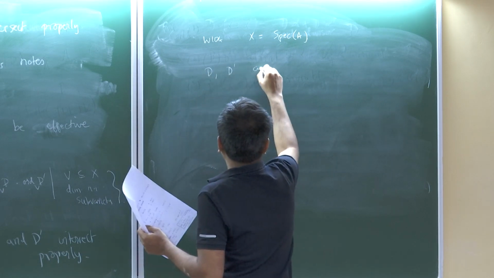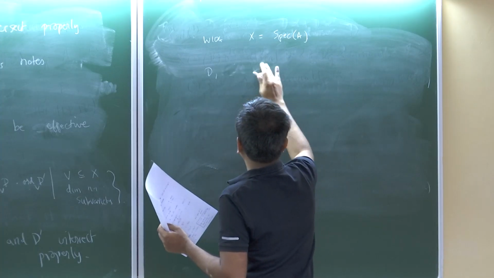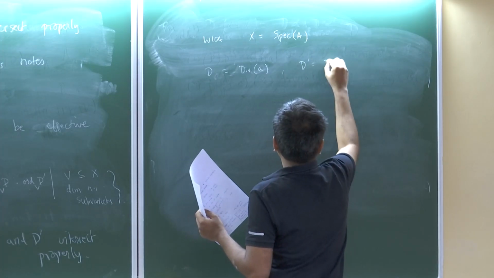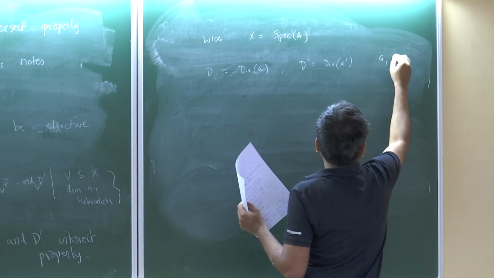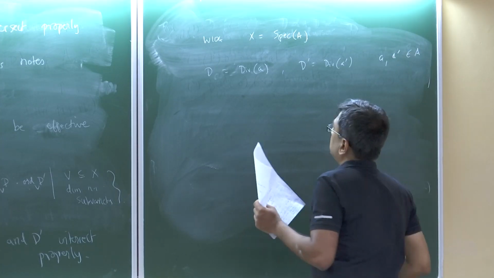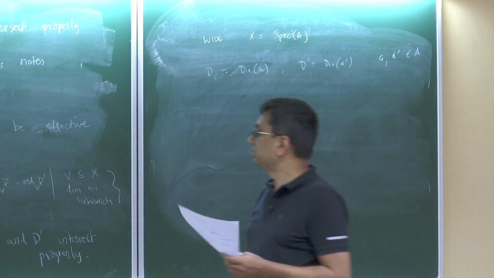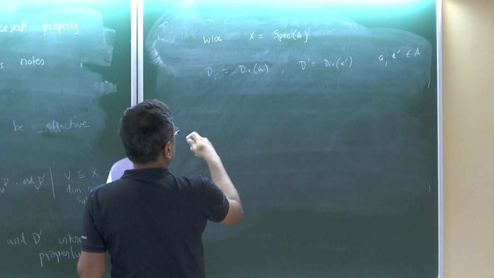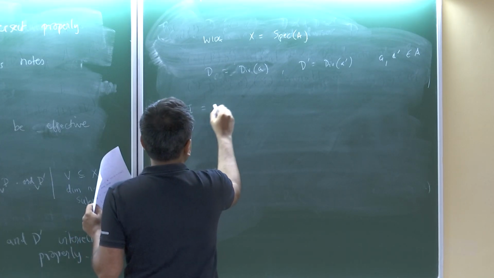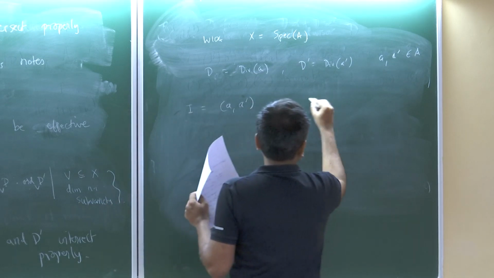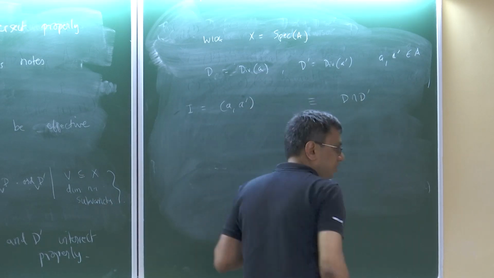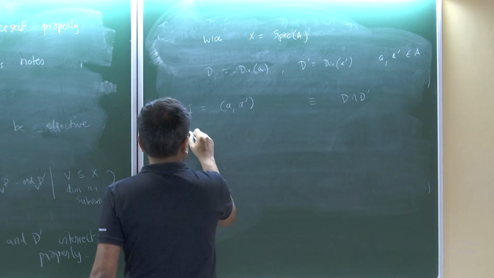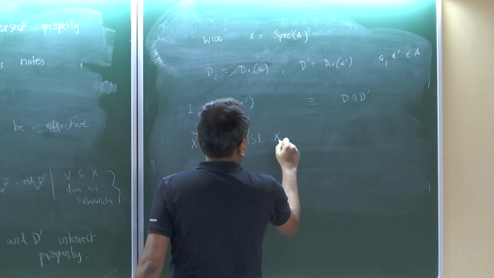D is a divisor of A and D prime is a divisor of A prime, where A and A prime are actually in my ring. That is what effective means. So this is the situation, and now I'm going to take this ideal I which is generated by A and A prime. This corresponds to D intersection D prime, so this is the ideal of the intersection of D and D prime. I'm going to blow up this ideal. So let x tilde be the blow up of x at this ideal I.